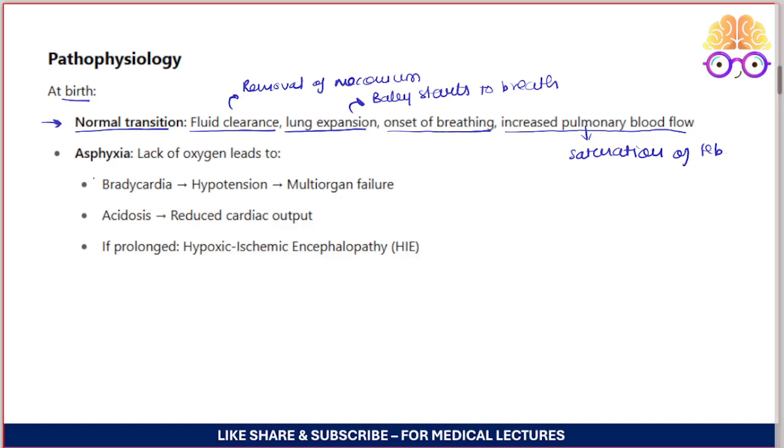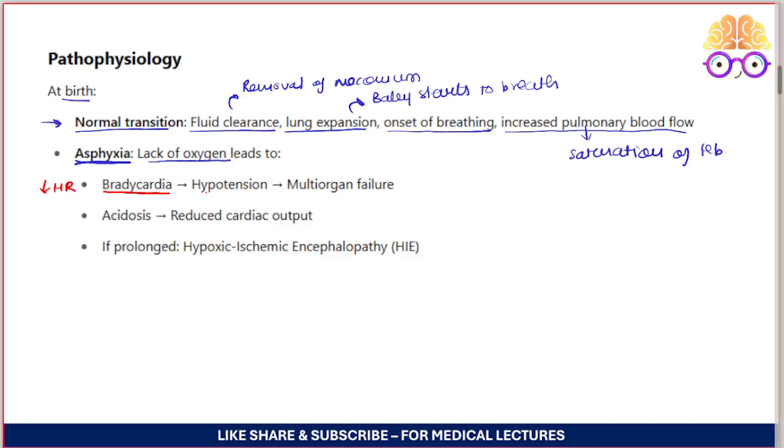So what could go wrong? The most common cause is asphyxia, which is a lack of oxygen. Lack of oxygen can lead to two different things, and prolonged will lead to one more thing. First and foremost is bradycardia, so decreased heart rate.